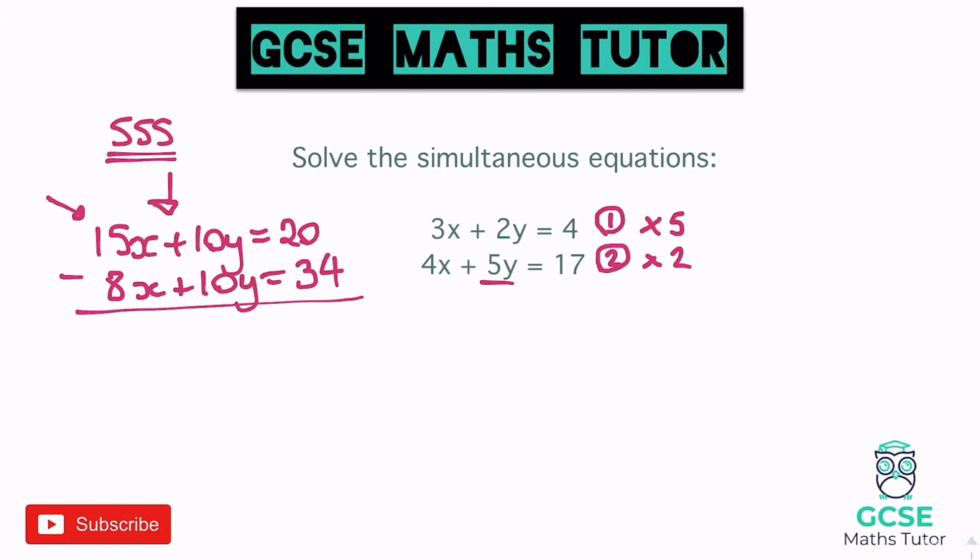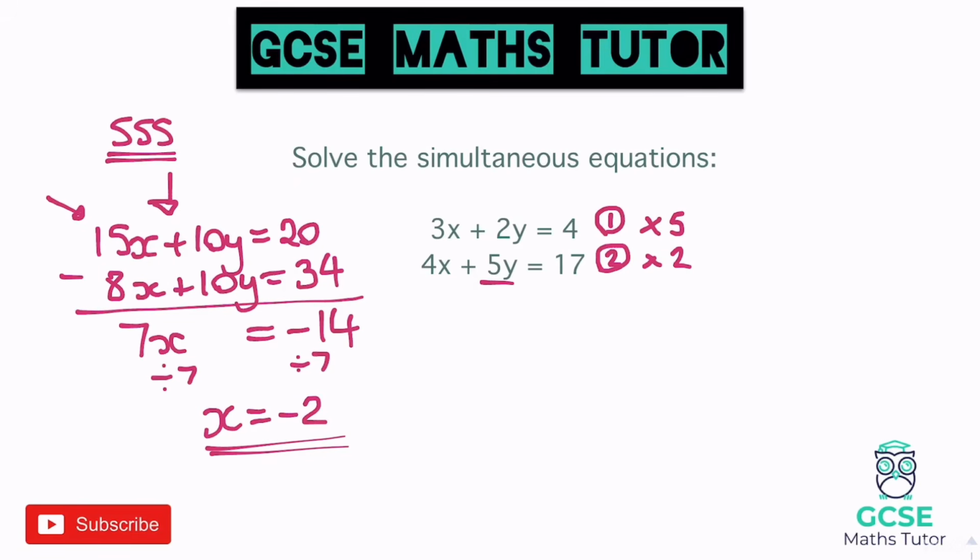So 15x take away 8x leaves me with 7x. The 10y's are gone. 10y take away 10y is 0. That's the whole point of what we're trying to do here. And then 20 take away 34 is negative 14. So we've got 7 lots of x equal to negative 14. In order to find out what 1x is, we're going to divide by 7. Just normal solving equations here, and we get the value of x is negative 2. Negative 14 divided by 7 is negative 2. So there is our first answer: x equals negative 2.